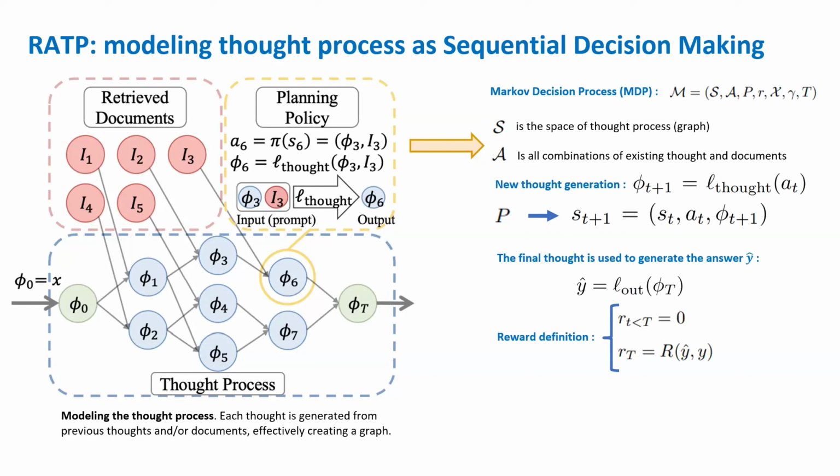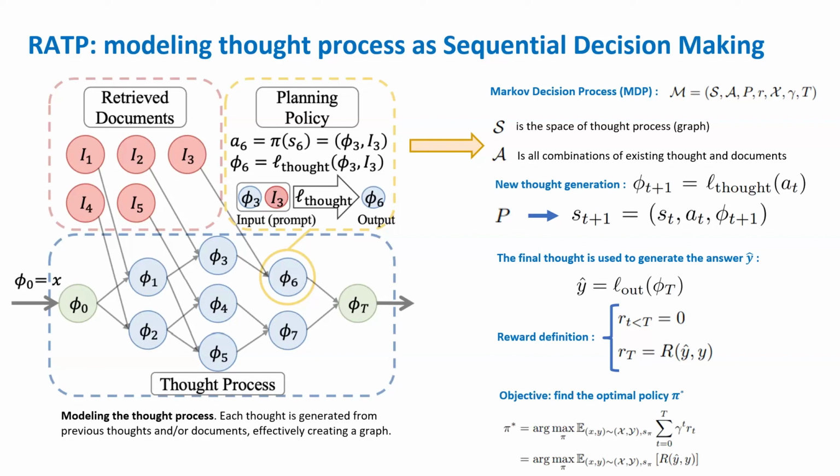If you remember, the final guessed answer y hat is generated from the final thought. Therefore, the reward is only non-zero at the end of the process, where it is valued according to a function capital R that compares y hat and the true value y. Solving this MDP means optimizing the policy that selects the actions to maximize the reward function.